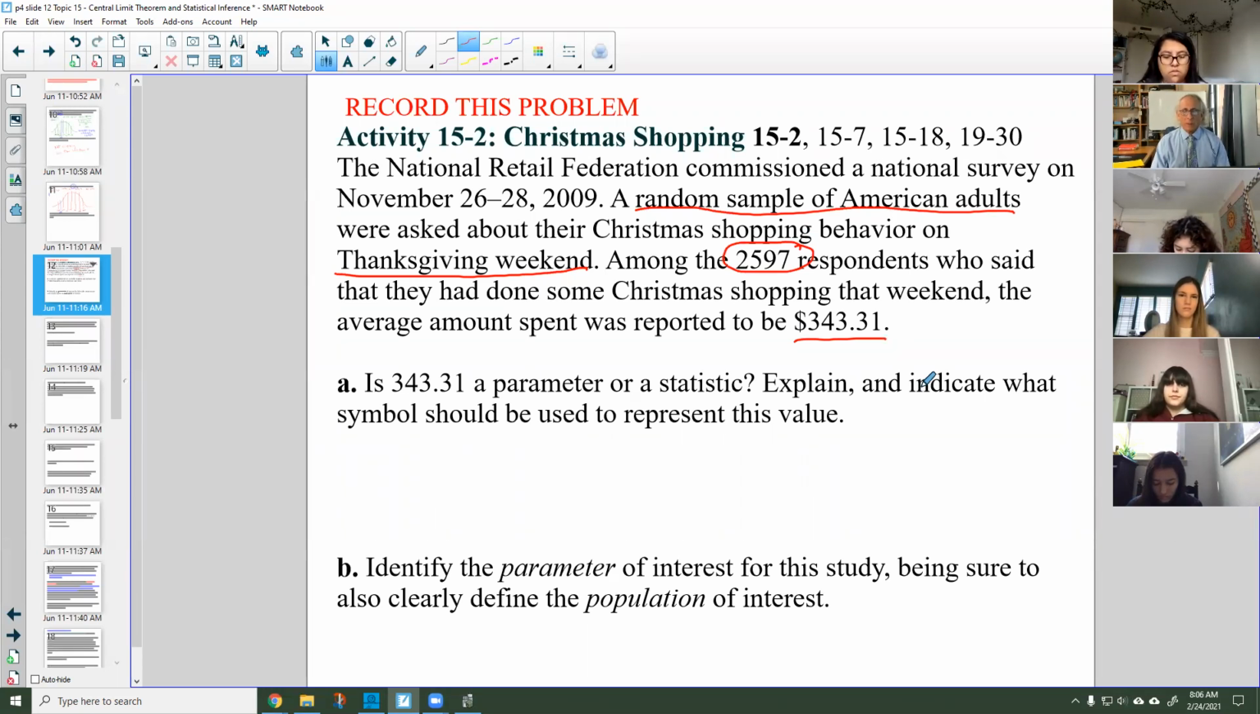So let's start out here. Is 343.31 a parameter or a statistic? Who gets to answer? Wait.